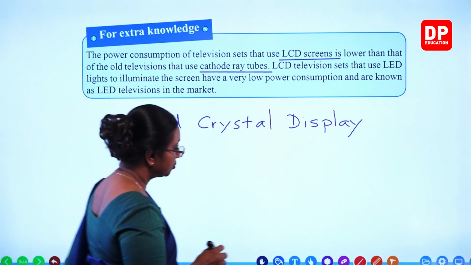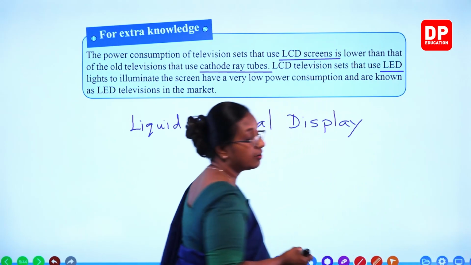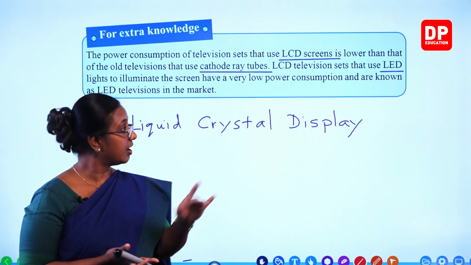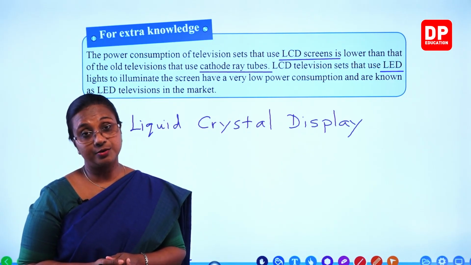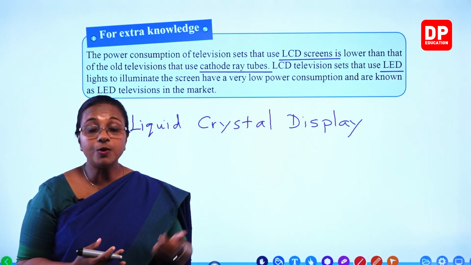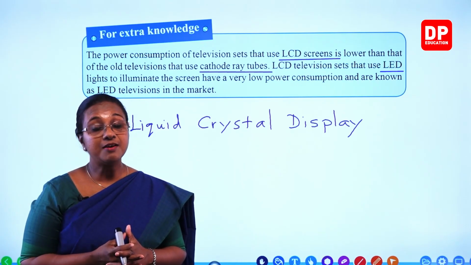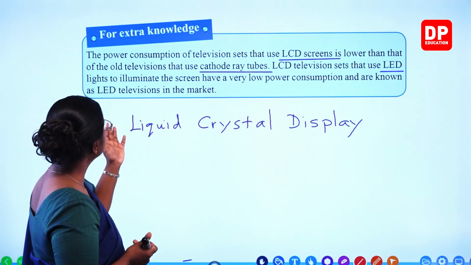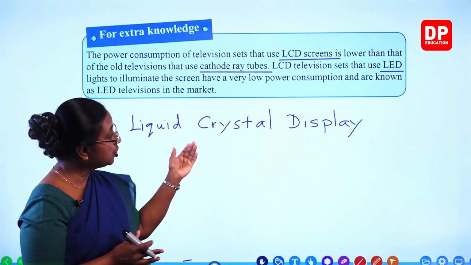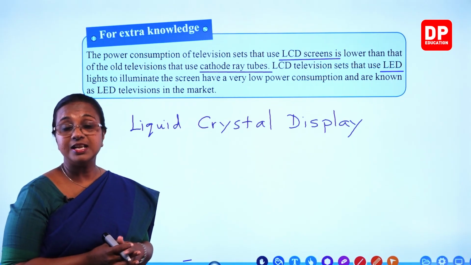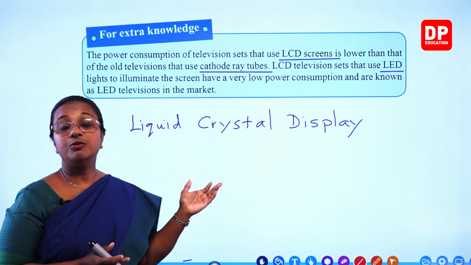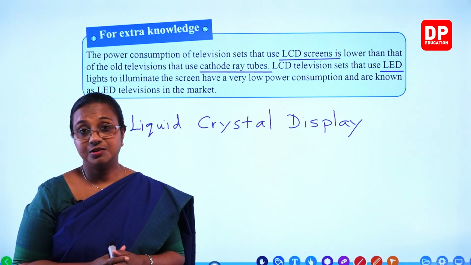LED televisions. So, we already discussed LEDs, light emitting diodes. Here the picture illumination is carried out by using light emitting diodes. As you already remember when we discussed the light bulbs, LEDs have a very low power consumption. Because of that, they are very, very efficient. So LCD TVs which use LEDs to illuminate the screen are very, very efficient compared to the old TVs that used cathode ray tubes. Is that clear to you all, students?